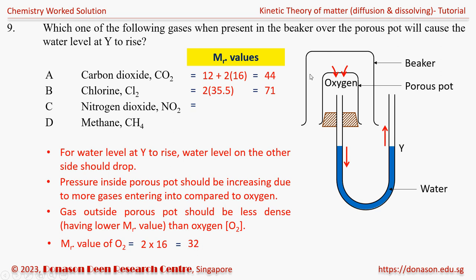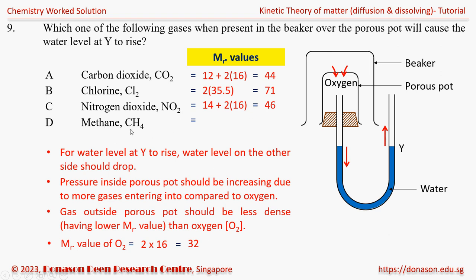So if we were to put either of these gases in the porous pot, the water level here should be going up because oxygen would be diffusing out faster. But we are looking for a gas with an Mr value lower than 32. Let's move on to nitrogen dioxide. Nitrogen has a relative atomic mass of 14, and there are 2 oxygens, giving you 2 times 16, which is 32, and 32 plus 14 works out to 46. So once again, nitrogen dioxide cannot be the answer, because we want a number that's less than 32.